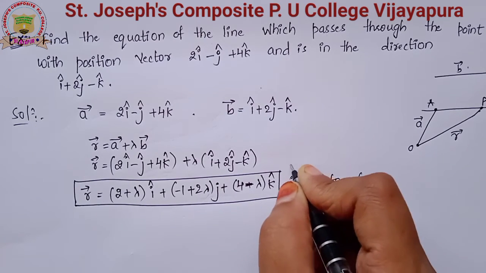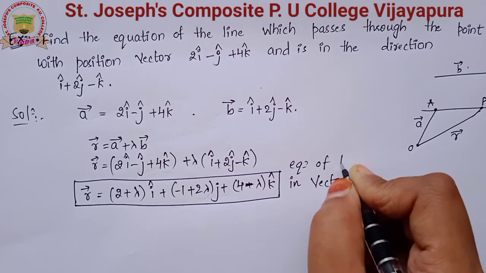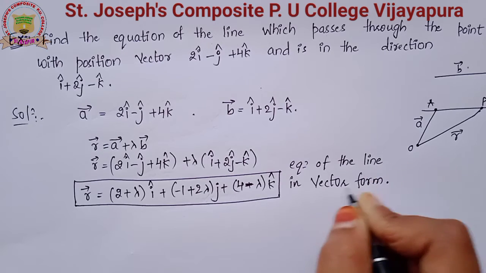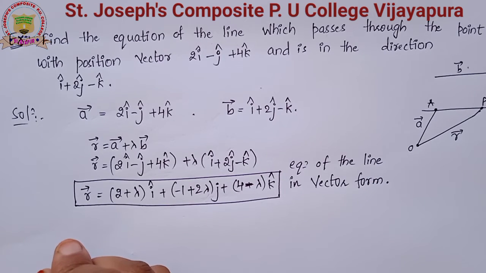This is the required equation of the line in vector form. Now we will find the equation of the line in Cartesian form.